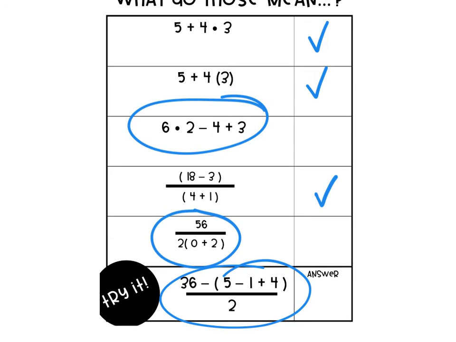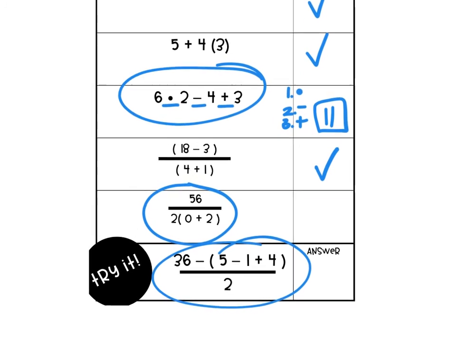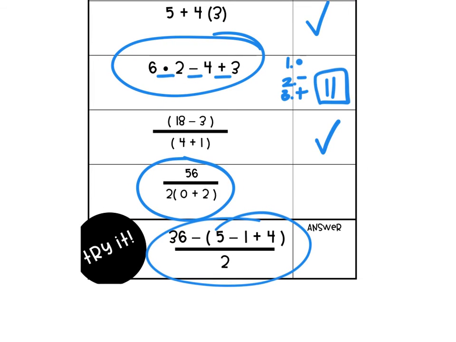Okay, y'all, for the order of operations for this one, you need to multiply. I have 3 operations, 1, 2, 3. So I'm going to multiply, subtract, and then add. And your answer should be 11.